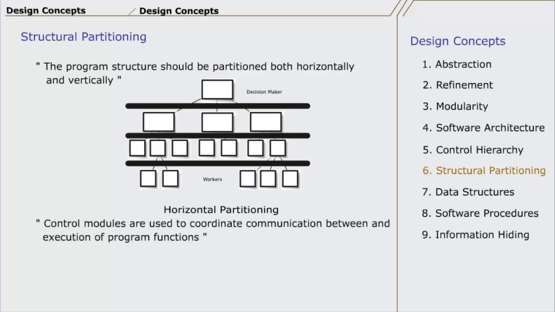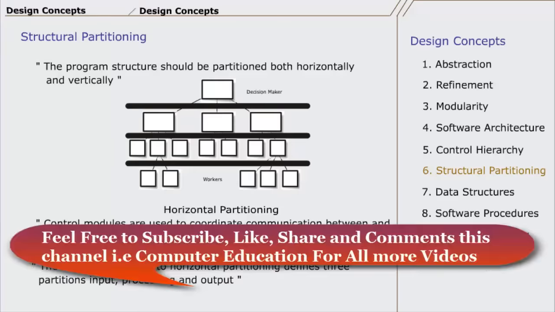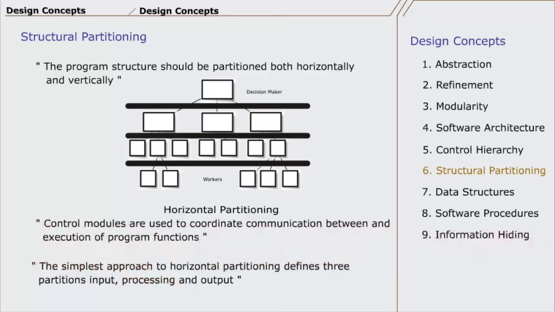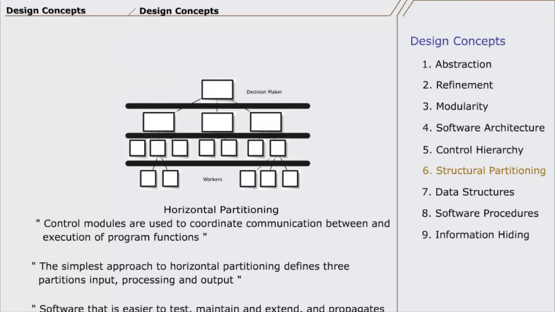Control modules are used to coordinate communication between and execution of program functions. The simplest approach to horizontal partitioning defines 3 partitions: input, processing, and output. Horizontal partitioning results in software that is easier to test, maintain, and extend, and propagates fewer side effects.